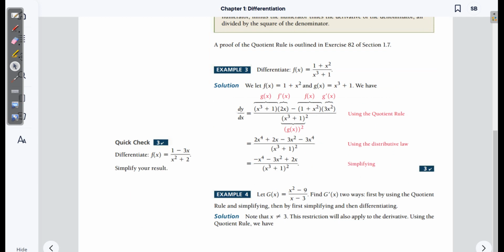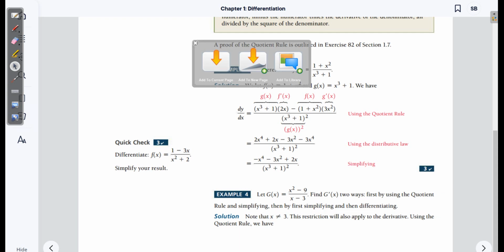All right, so example 4, we're going to let g, so first by using the quotient rule and simplify, and then by first simplify. Okay, so kind of the same deal we did with example 2. We're going to do the quotient rule, and then we're also going to simplify it.